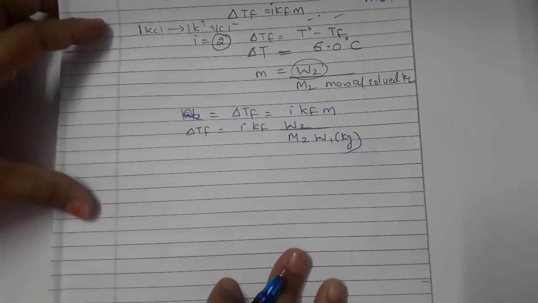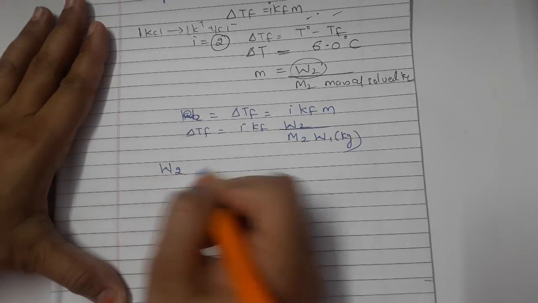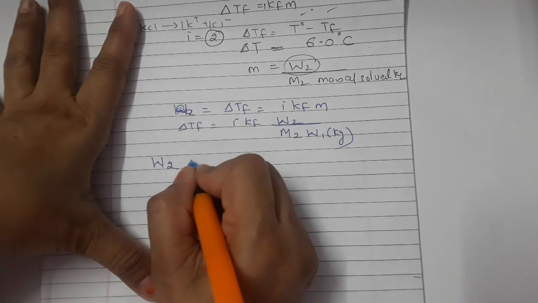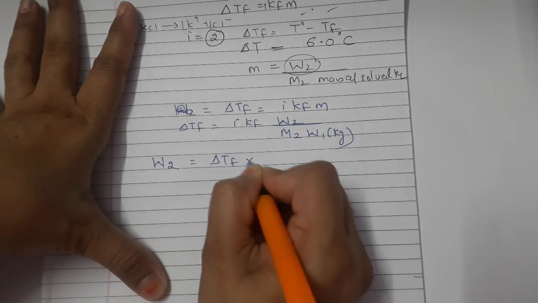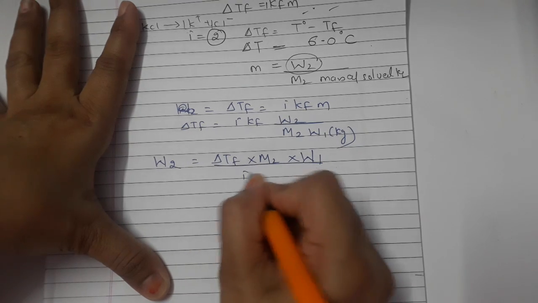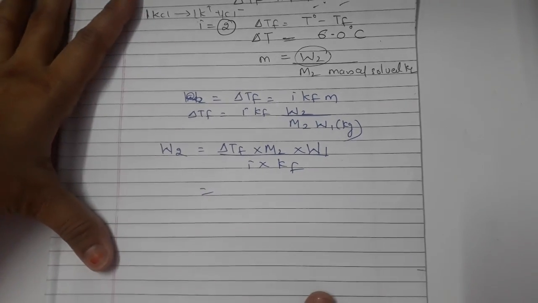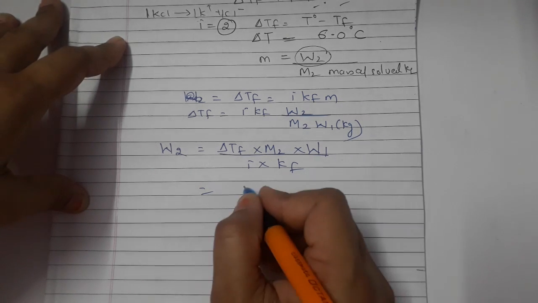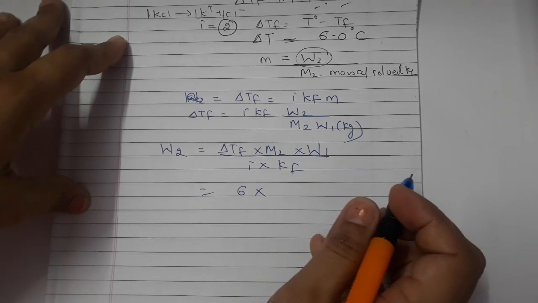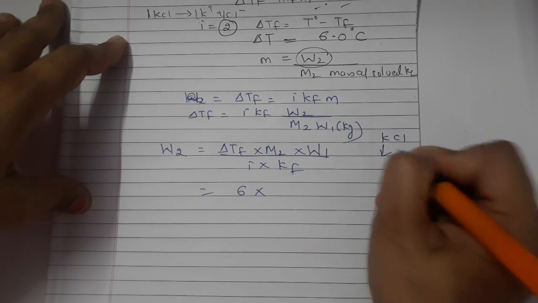Okay, now I will remove the other terms too on the other side. W2, which I have kept on one side, is equal to delta TF into M2 into W1 upon i into KF. Now delta TF is already given, delta TF is 6. What is the molar mass M2 of KCl?